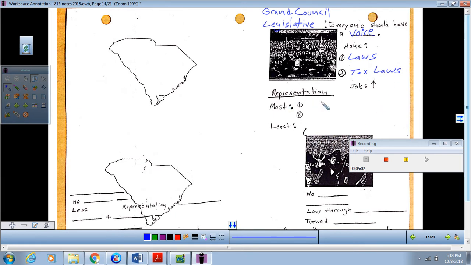Now, representation, of course, this being the Grand Council, this being when the colony of Carolina was controlled by the proprietors, most of the representation was in the hands of the proprietors and the elite. However, recognizing that everyone should have a voice in the government, they created the House of Commons to give the common people representation in their government as well.